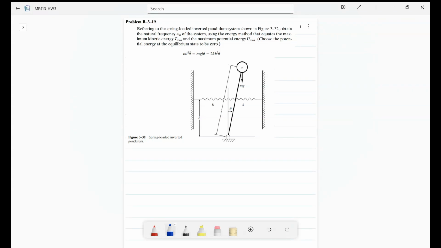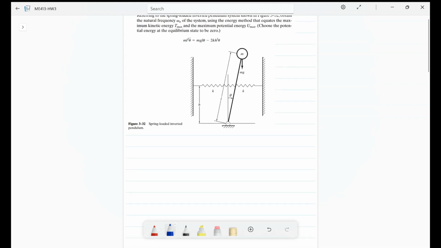Today inshallah we will solve problem 19 from chapter 3, and the question says, referring to the spring loaded inverted pendulum system shown in figure 3.2, obtain the natural frequency omega n of the system using the energy method that equates the maximum kinetic energy T max and the maximum potential energy U max. Choose the potential energy at the equilibrium state to be zero. So this is how the mathematical model of our system should look like, but we will derive it inshallah today.